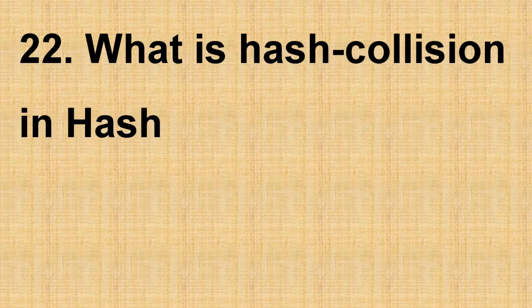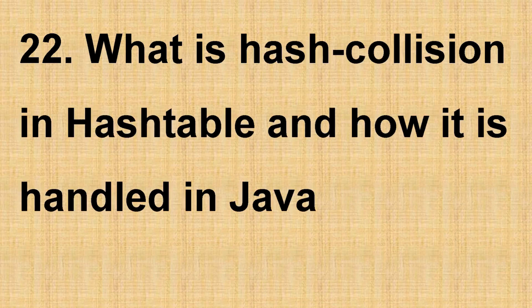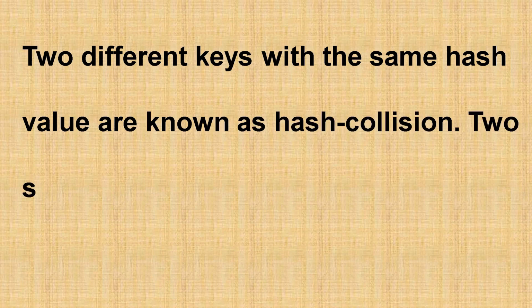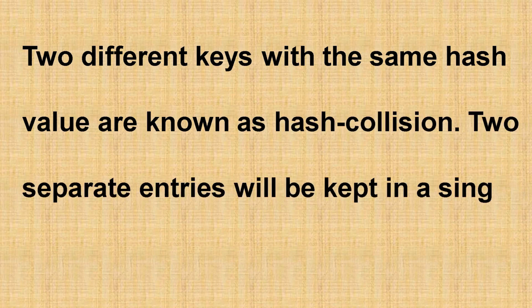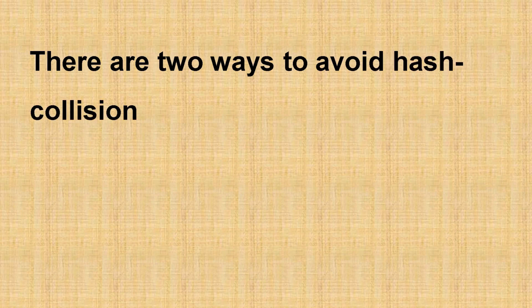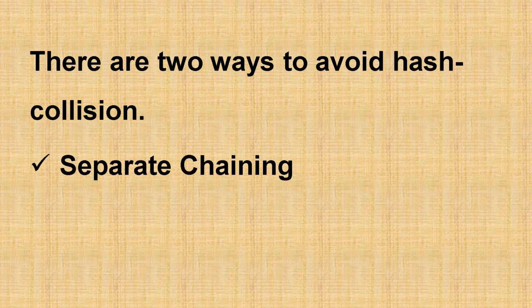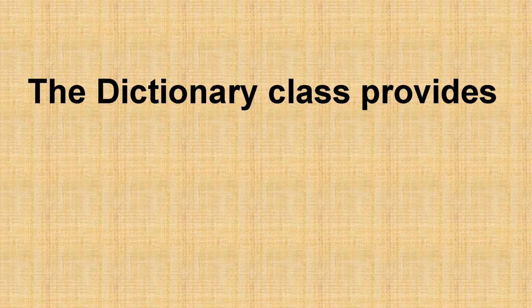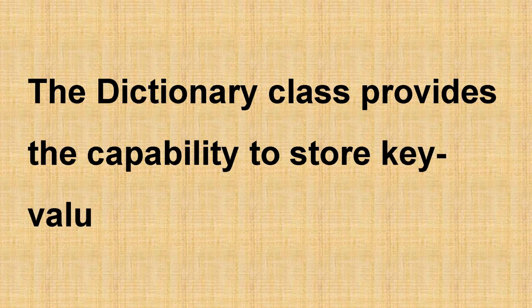What is hash collision in hash table and how is it handled in Java? Two different keys with the same hash value are known as hash collision. Two separate entries will be kept in a single hash bucket to avoid the collision. There are two ways to avoid hash collision: separate chaining and open addressing. What is the Dictionary class? The Dictionary class provides the capability to store key-value pairs.